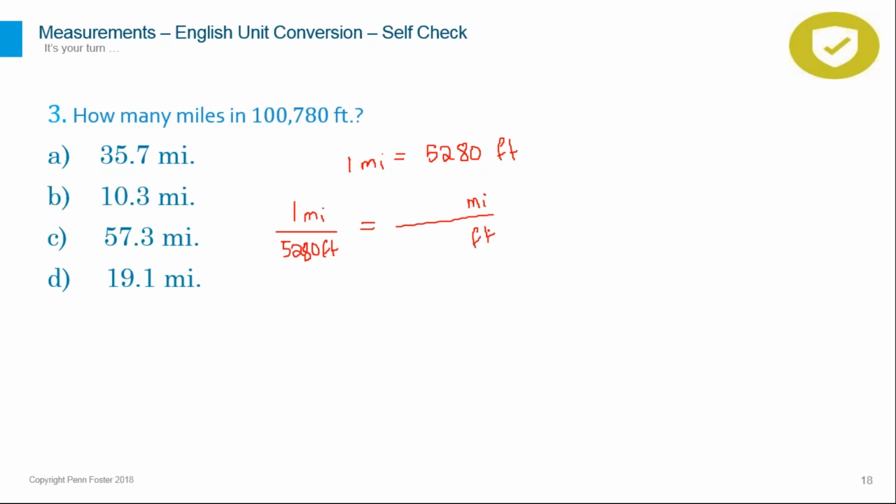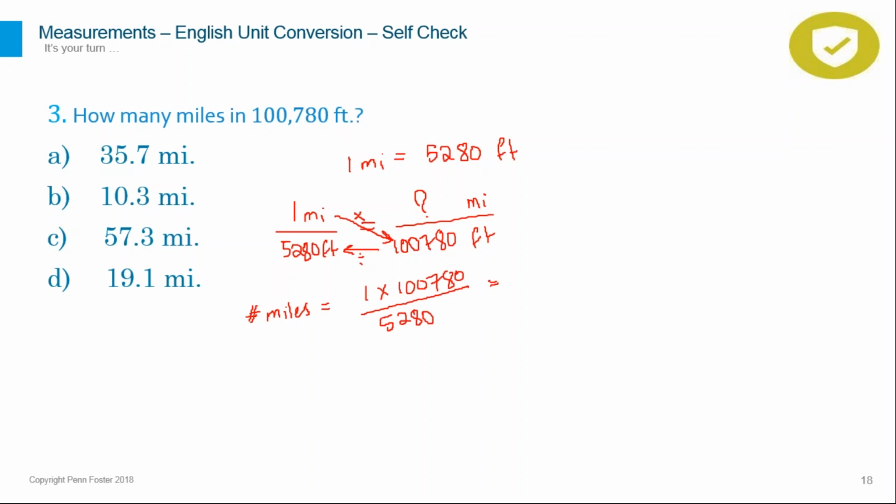Remember the order: mile, feet. Then I have to keep the same order on the second fraction: mile, feet. I know that we have the feet, so that is the number. It's going to go on the bottom, 100,780, and then in this case the miles would be the unknown. Solve the proportion as usual. Cross multiply and then divide, meaning that the number of miles equals 1 times 100,780 over 5,280.